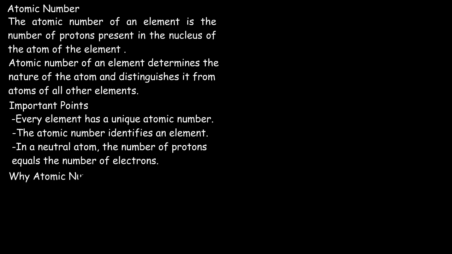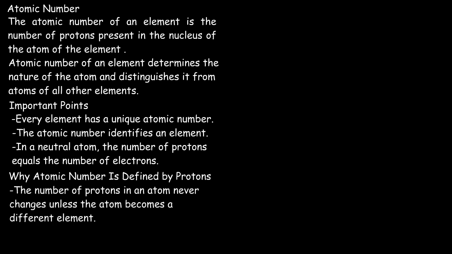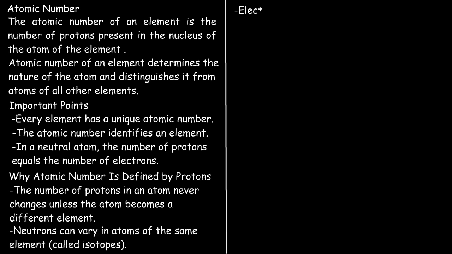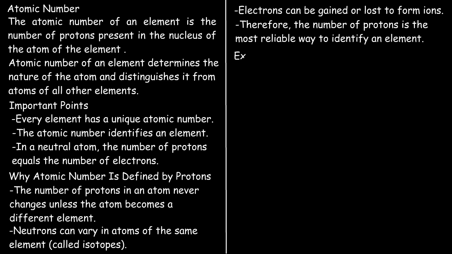Now, why is atomic number defined by protons? The number of protons in an atom never changes unless the atom becomes a different element. The number of neutrons can vary in atoms of the same element, called isotopes. Electrons can be gained or lost to form ions. Therefore, the number of protons is the most reliable way to identify an element.